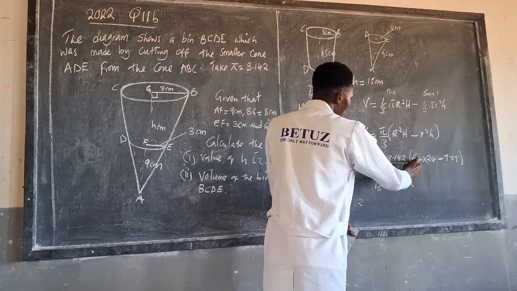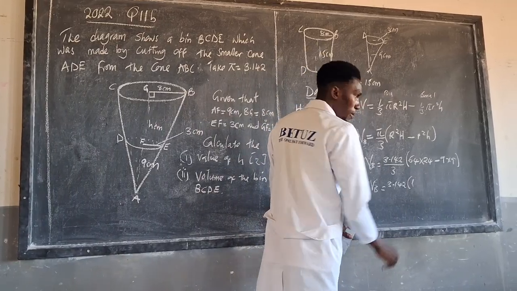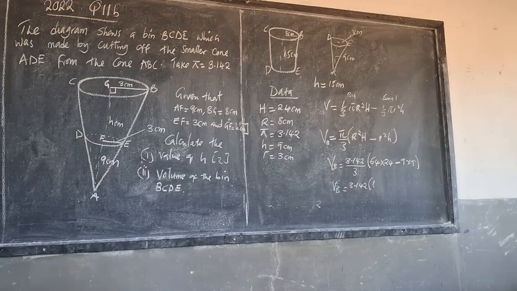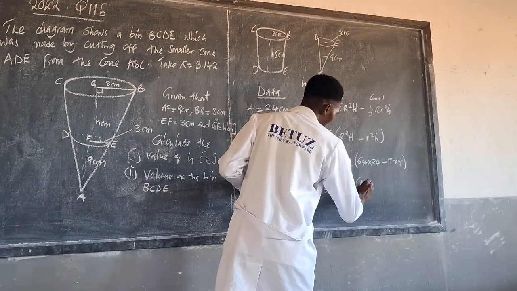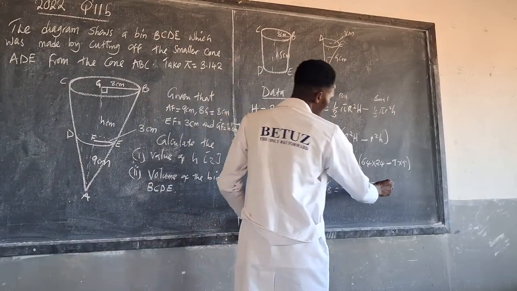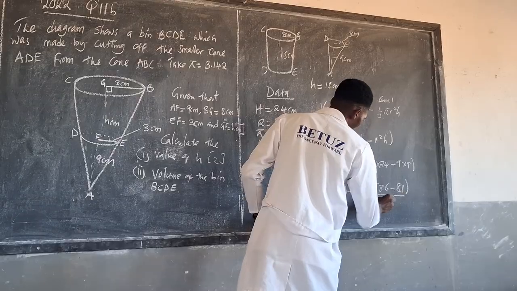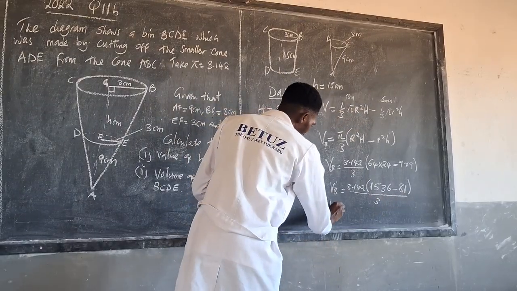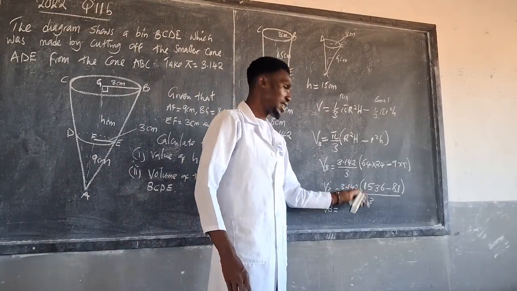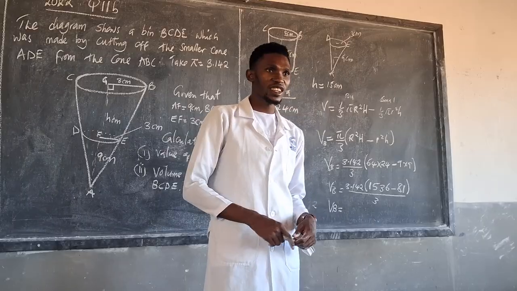So that our volume of the beam will be equal to 3.142 times, what is 64 times 24? 1,536, like that. Then minus 81, because 9 times 9 is 81. Then divide this by 3. So you punch this on your calculator. Start your punch.